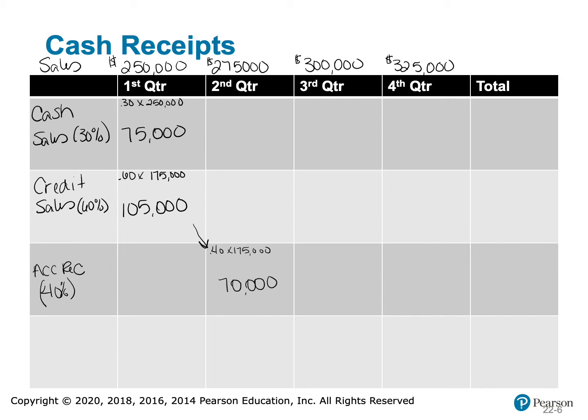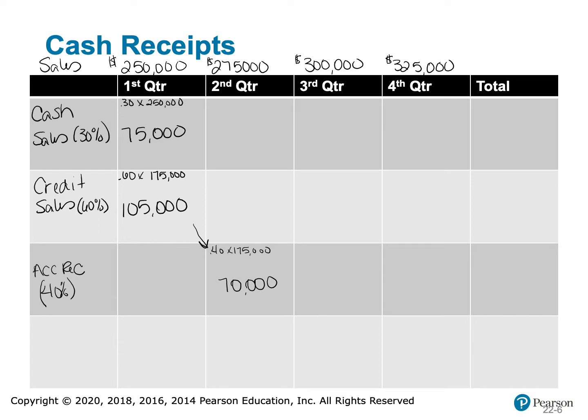So of my $250,000 of sales in quarter one, 75,000 are in cash. I'm going to collect that in quarter one. 175 is on account. Of the 175 that's on account, 105 I'm going to collect in quarter one. The other 70 will be collected in quarter two.